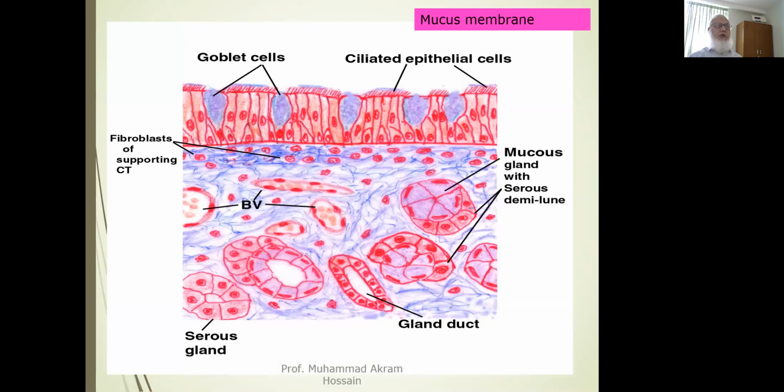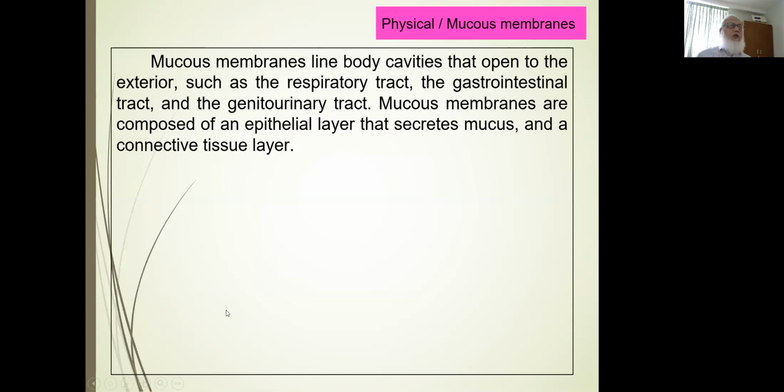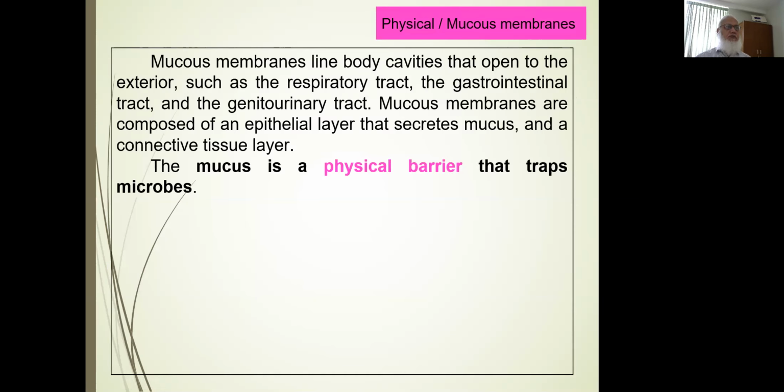This is a picture of the mucous membrane. You see there are ciliated epithelial cells, goblet cells, fibroblasts, and a mucous gland with serous glands. So you see, mucous membranes line the body cavities that open to the exterior, such as the respiratory tract, GI tract, and genitourinary tract. Mucous membranes are composed of epithelial cells that secrete mucus and a connective tissue layer.